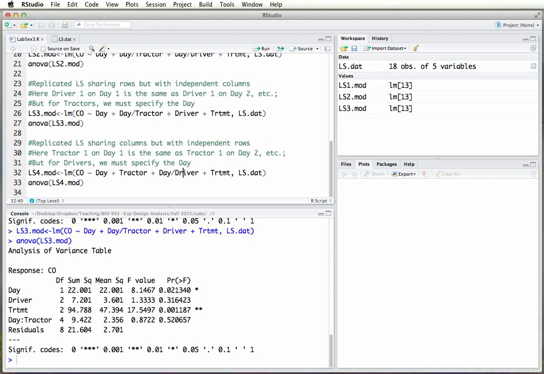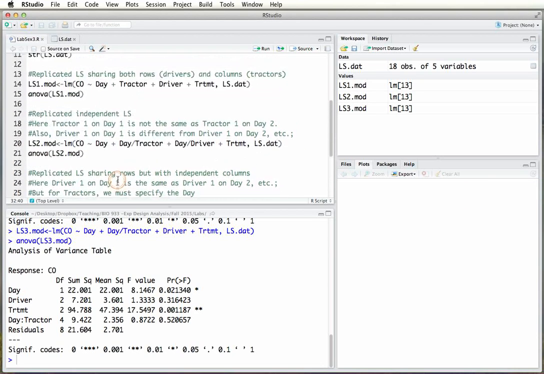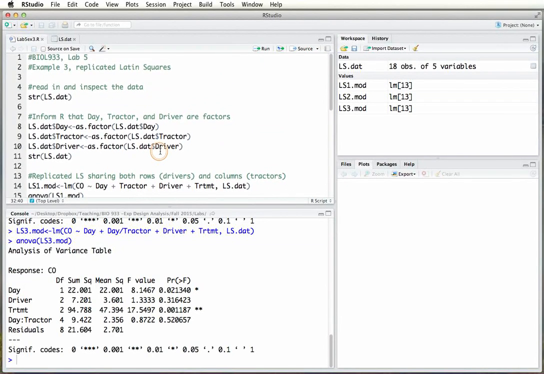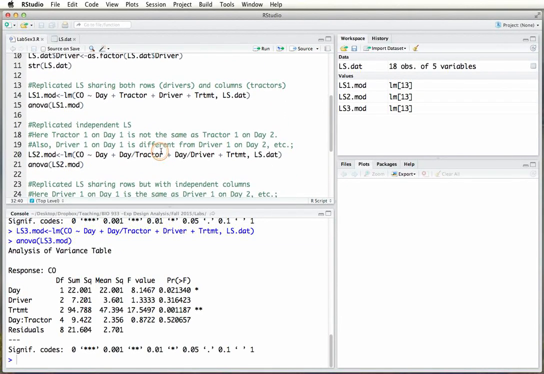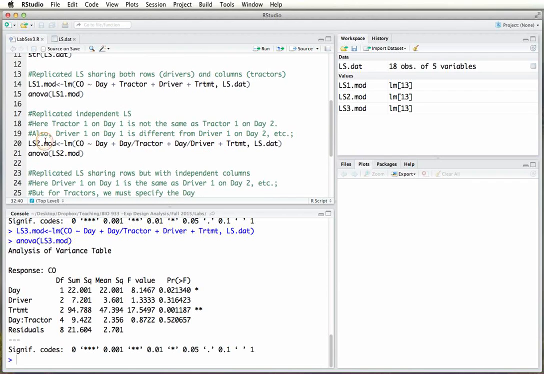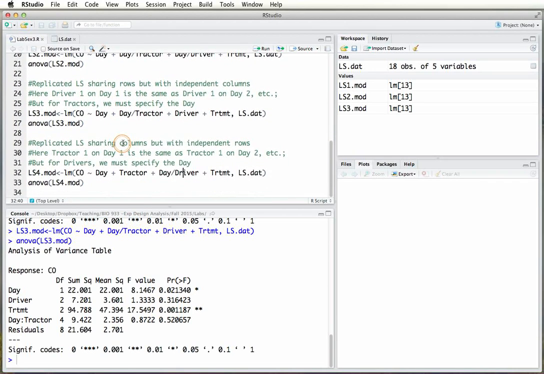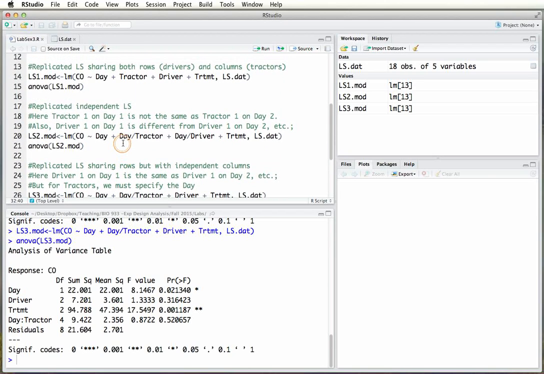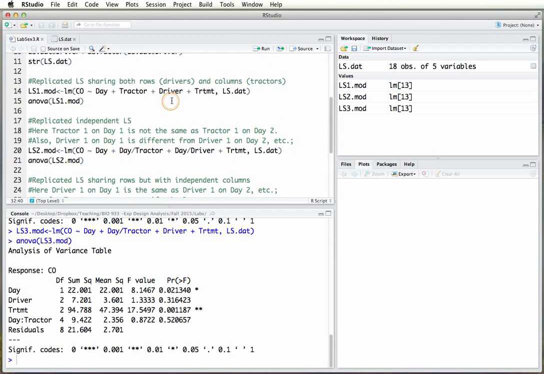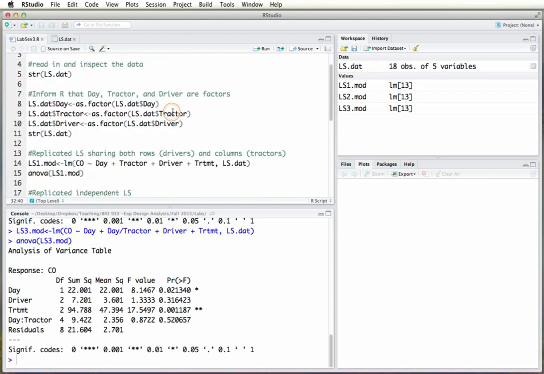I'll say again, if you had a replicated Latin square, this is a good script to go back to grab some code as a template, but you would only grab one of these examples as your template. You would not run all 4 or 5 analyses. You would run the analysis that is appropriate for the particular study that you're trying to analyze.